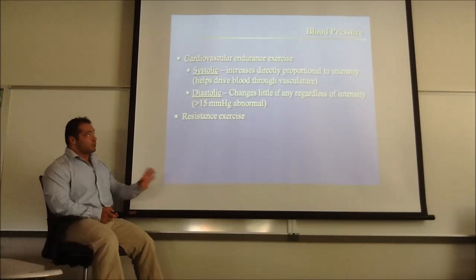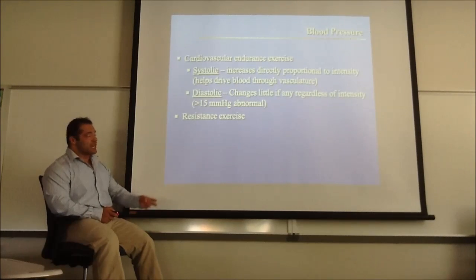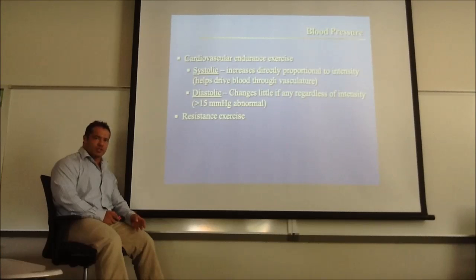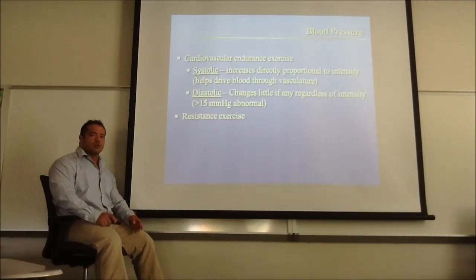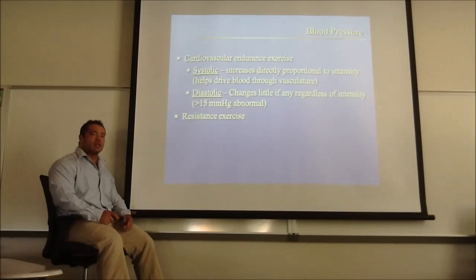All right, blood pressure changes during exercise. During cardiovascular exercise, your systolic blood pressure increases in proportion to the intensity, goes all the way up to a high level of blood pressure. If you're going maximally, your diastolic shouldn't really change. If your diastolic pressure goes up a lot during maximal endurance exercise, it's probably abnormal and it doesn't mean anything good.